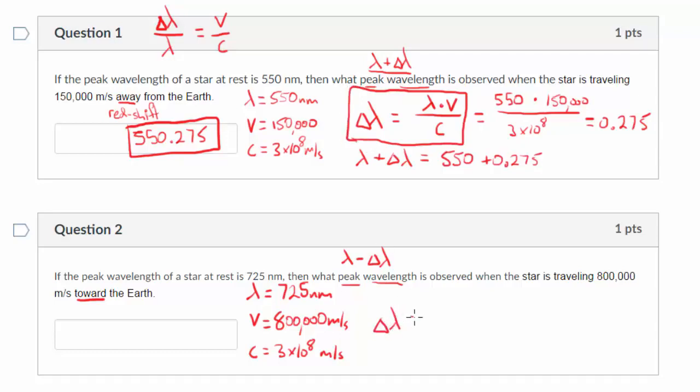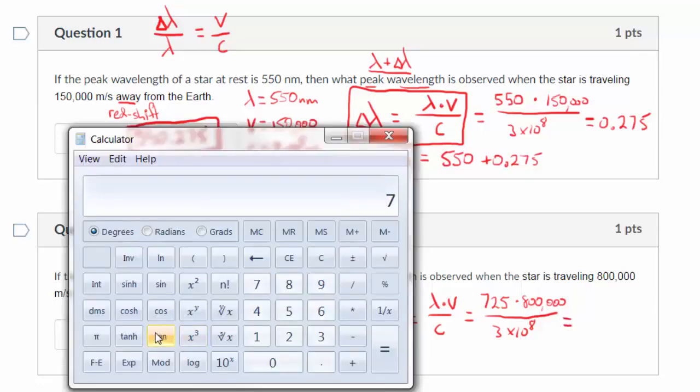So delta lambda equals lambda times v divided by c, which in this case is 725 times 800,000 divided by 3 times 10 to the 8. So let's use our calculator again. 725 times 800,000 divided by, I'm going to use parentheses, 3 times 10 to the 8, close parentheses, enter. 1.933.